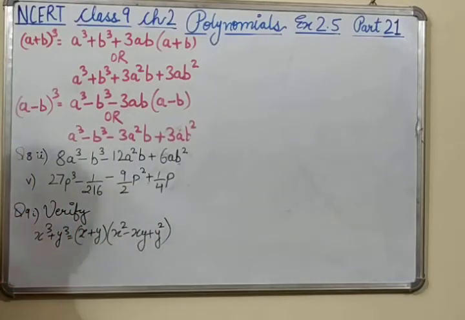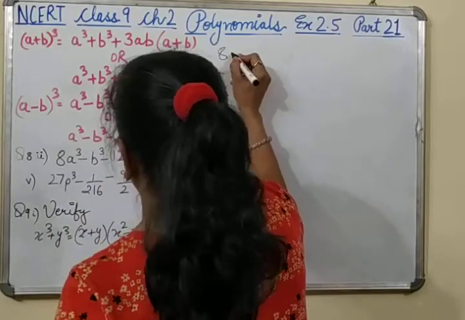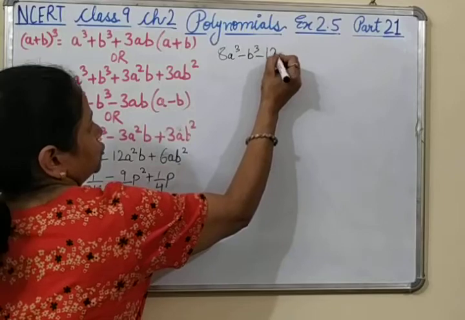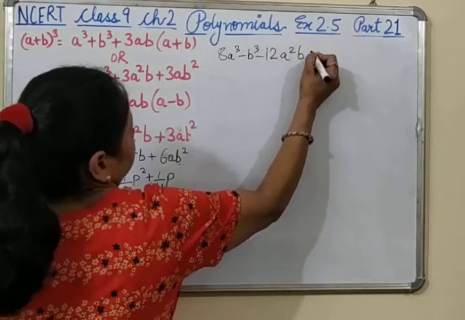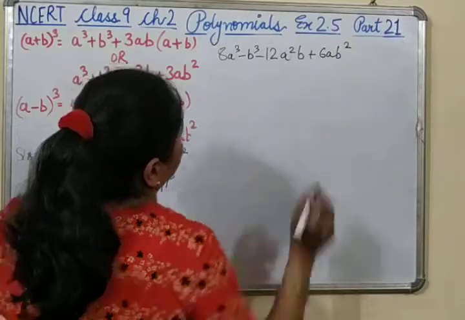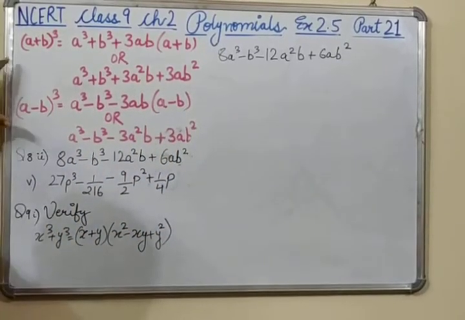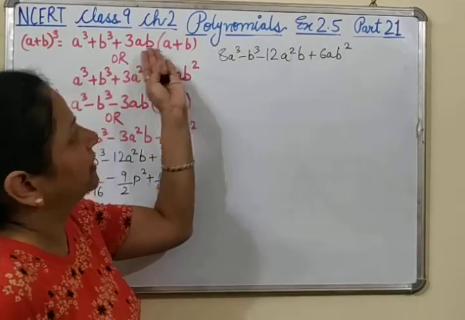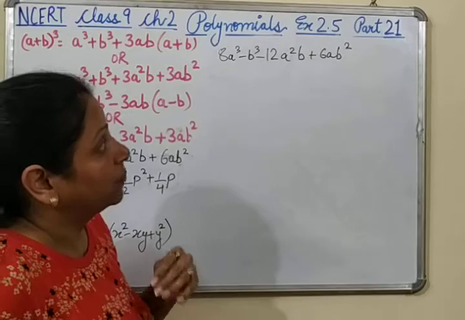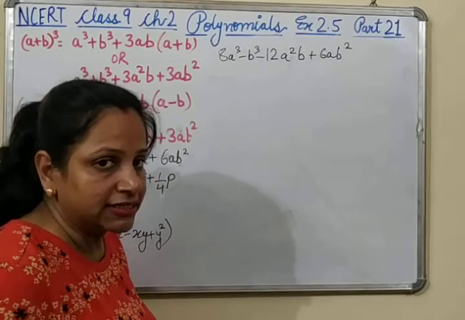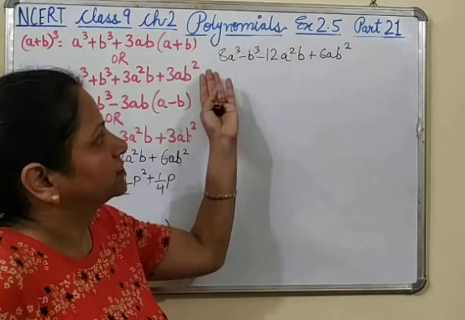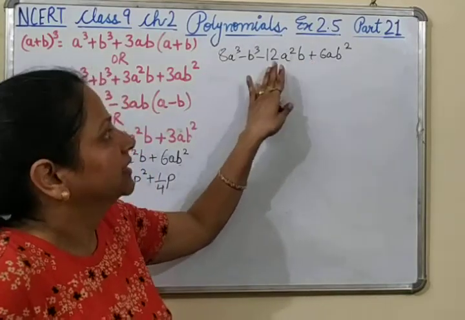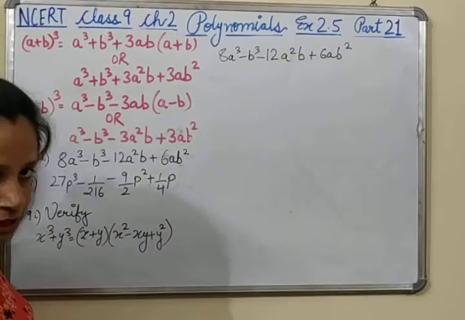Question number 8, second part, we have 8a cube minus b cube minus 12a square b plus 6ab square. Now, if you look at the identity carefully, either of these two identities are used, and very easily one can make out that this is the right hand side form of the identity. अब कौन सी identity है? This also we can make out very easily. Just now only I have told you कि माइनस वाली आइडेंटिटी में सारे माइनस होते हैं except 1. So that means for sure it is this identity a minus b whole cube.